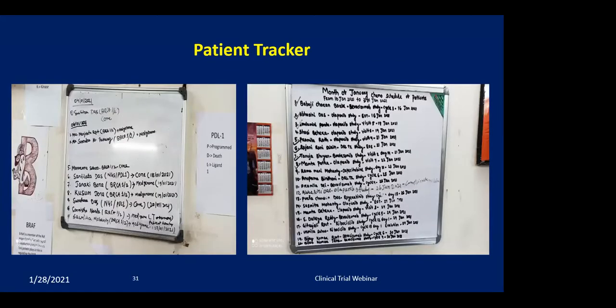So this is my patient tracker. On the left hand side are all those high-end tests like the PDL1 and the NGS, and on the right hand side, every month, these are the patients who are scheduled for evaluation or follow-up on oral drugs, or for the injectable drugs.